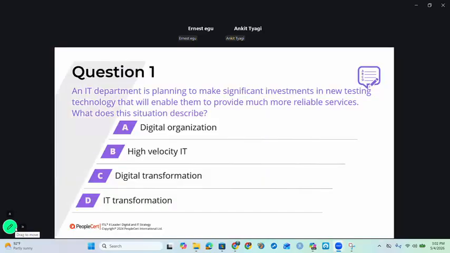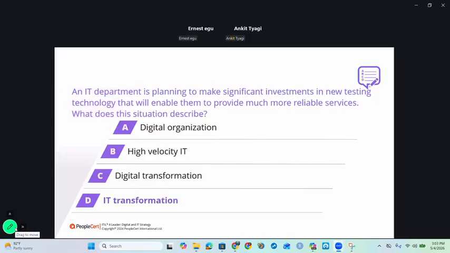So let's do a knowledge check first quickly. An organization's IT department is planning to make a significant investment in new testing technology that will enable them to provide much more reliable services. What does the situation describe? Significant investment is there, but well, it's IT transformation.